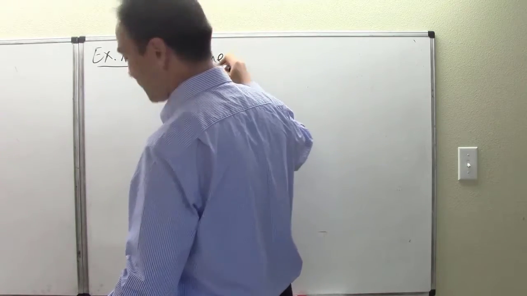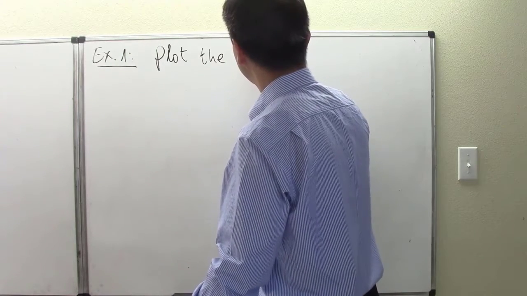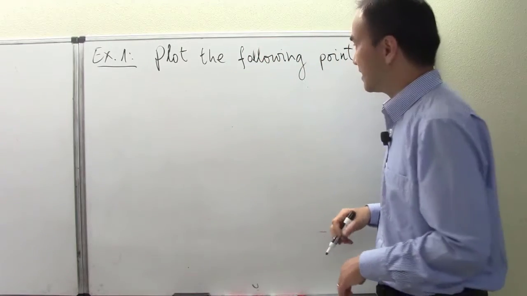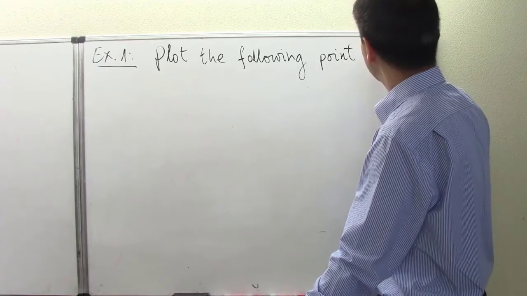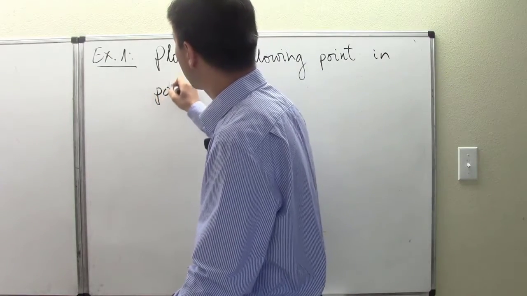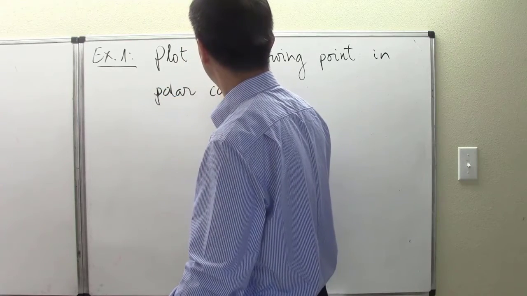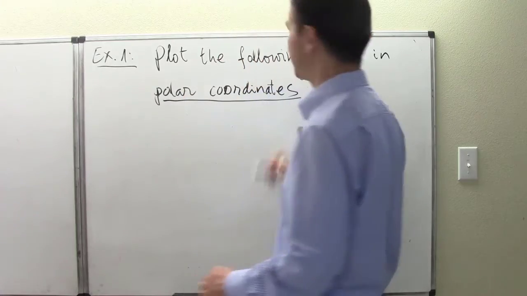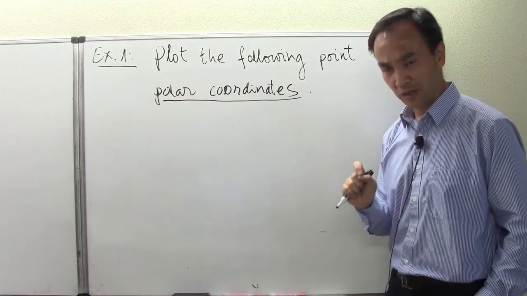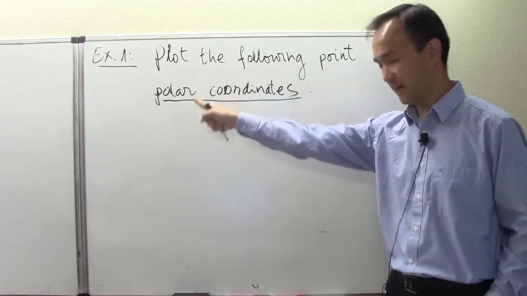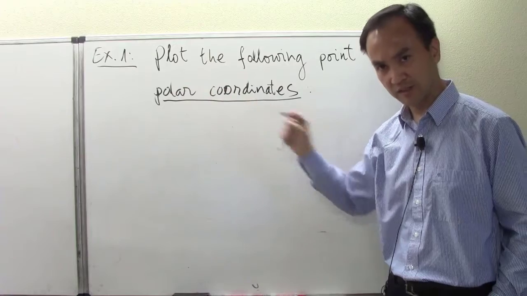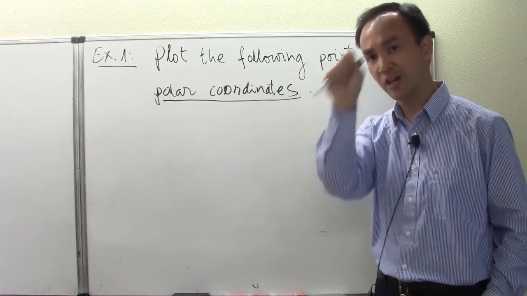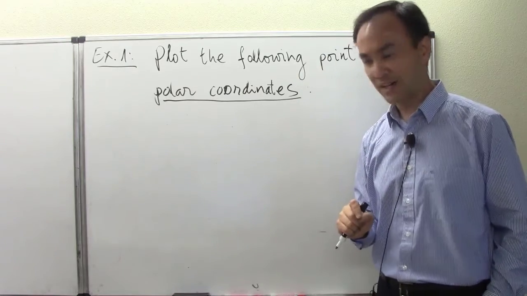Plot the following point in polar coordinates. We're going to be given different points. The point comes in polar coordinates convention, and we just want to read that information and be able to place that point successfully on the graphing system. That's what matters.